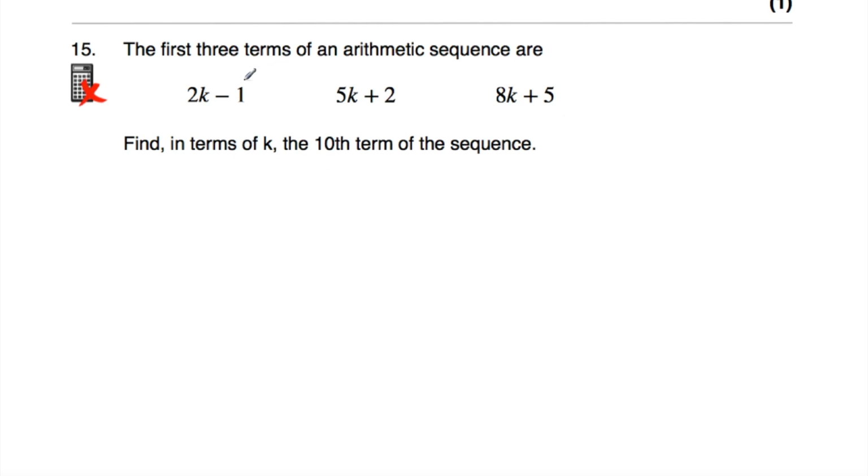Now I'm going to do this question two different approaches. One approach is I'm just going to carry it on and find out what the 10th term is. Another approach I'm going to do is I'm going to find the nth term for the k's and the nth term for the numbers and then work out what the 10th term would be.